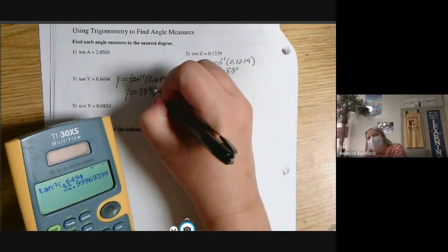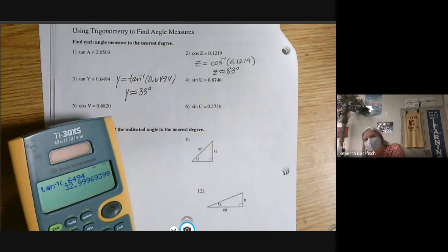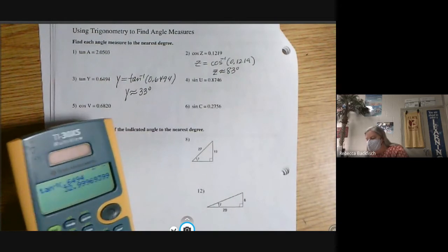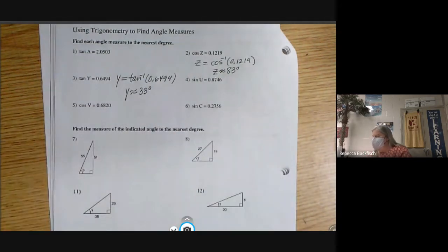All right, we got 3 more to do in this part. So go ahead and get those next 3 done, please. Go ahead and do 4, 5, and 6. And then we'll go ahead and look at finding missing angles in a triangle.